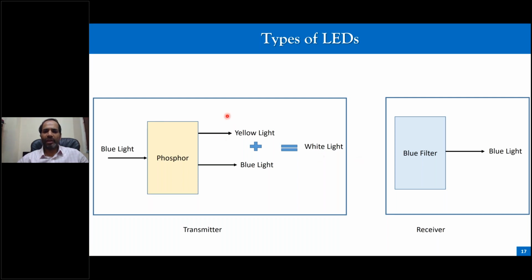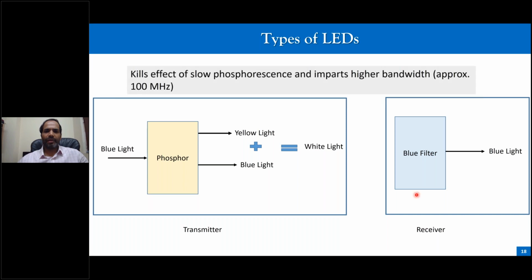Okay, so by using this combination of phosphorus coated LEDs together with a blue filter at the receiver, you can scale up the bandwidth of these phosphorus coated LEDs. So from 3-4 megahertz, it may become 50 megahertz to 100 megahertz and so on. Okay, so this disadvantage of phosphorus coated LEDs can be gotten rid of. It kills the effect of slow phosphorescence and it imparts higher bandwidth. The bandwidth can become up to 100 megahertz.